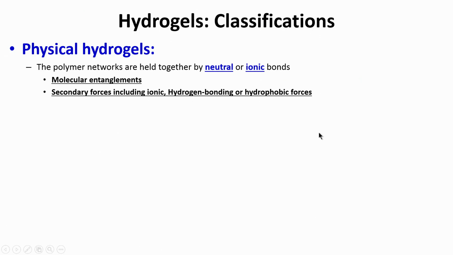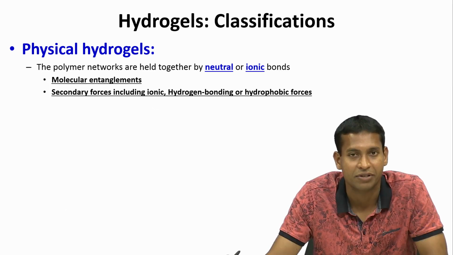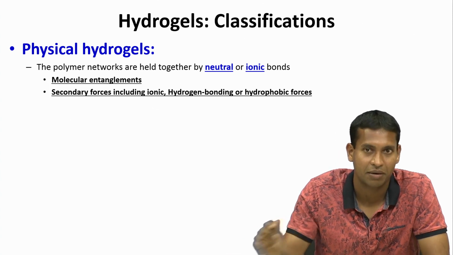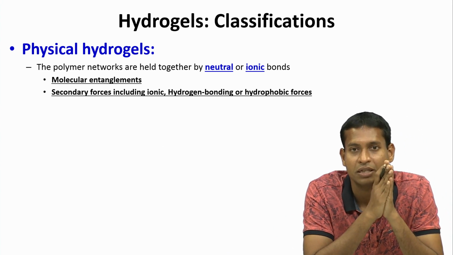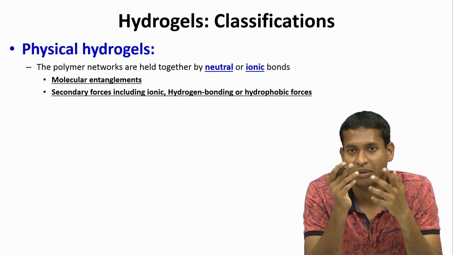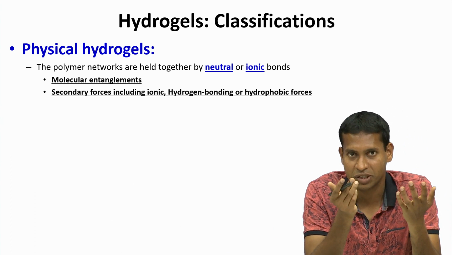Okay, so how do we classify hydrogels? There are various ways you can classify hydrogels. One is on the basis of, first of all, how they are forming their structure. So, this could be either a physical hydrogel or a chemical hydrogel. So, let us talk about physical hydrogel first. These again are polymer networks that are held together by neutral or ionic bonds. When I say neutral bonds, I am talking about van der Waals forces, right.